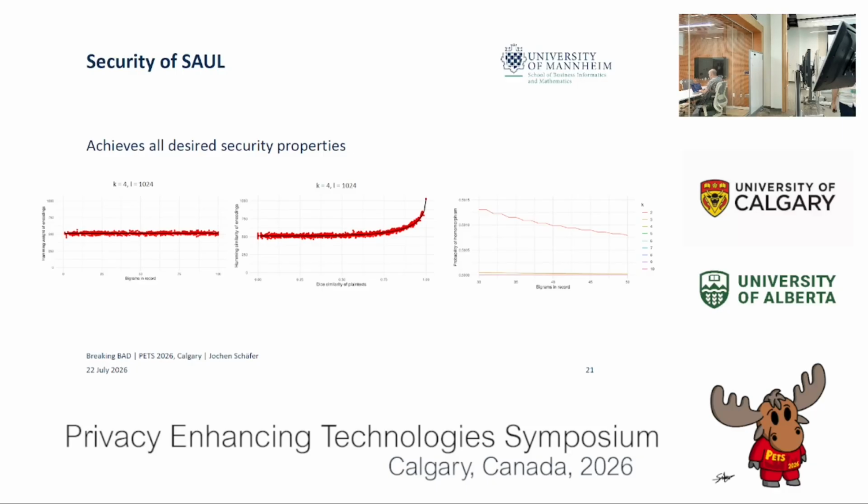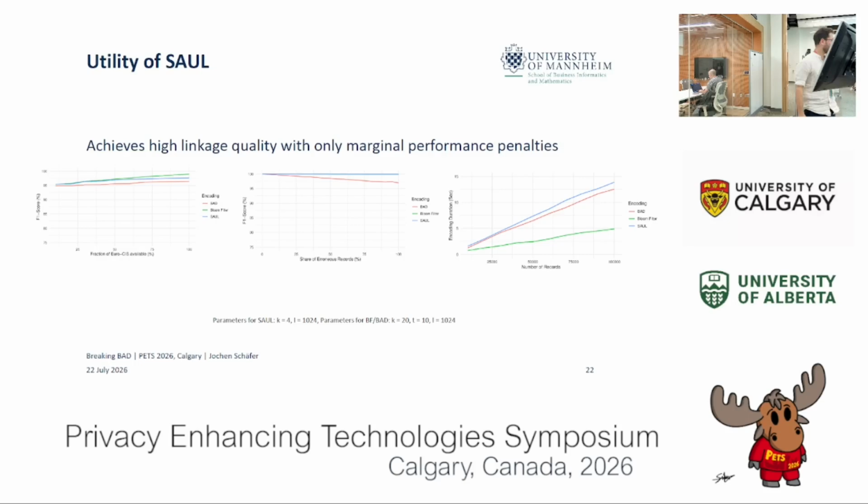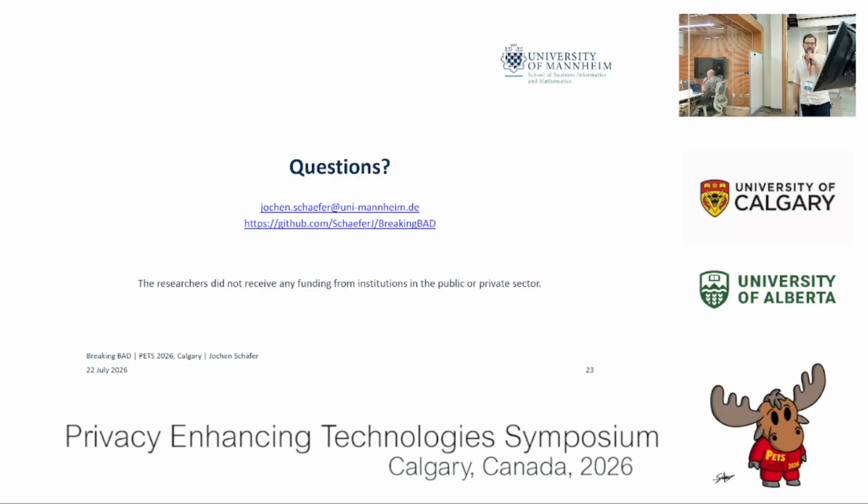On the right, you can see the probability that a bigram includes a certain pattern, which is a security property for a different kind of attack, but it's also close to 0.5, so you don't have any additional information. What about the utility? Well, it achieves high linkage quality, so it's very good at actually finding persons that belong together. It's also quite fast. You can see it scales linearly, and it takes about 14 seconds to encode 100,000 records. It's about 2 seconds slower than the Bloom filters with added diffusion, so the performance penalties are marginal.